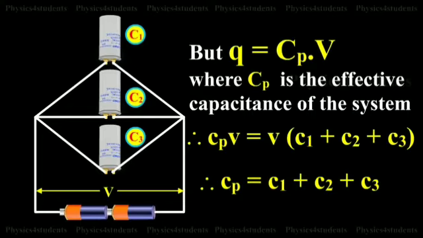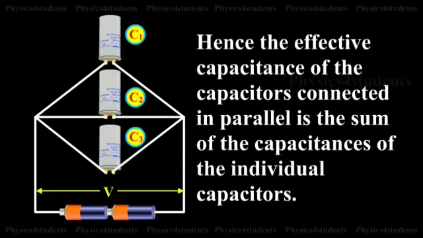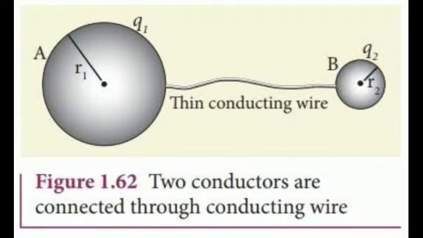The equivalent capacitance of the capacitors connected in parallel is equal to the sum of the individual capacitances. Hence, the effective capacitance of the capacitors connected in parallel is the sum of the capacitances of the individual capacitors. That's all. Distribution of charges in a conductor.